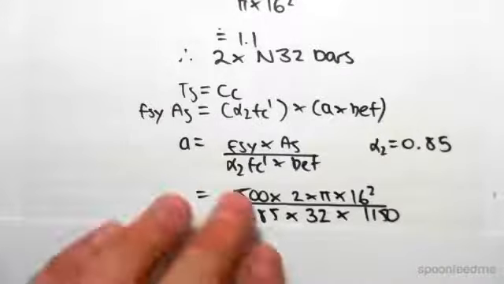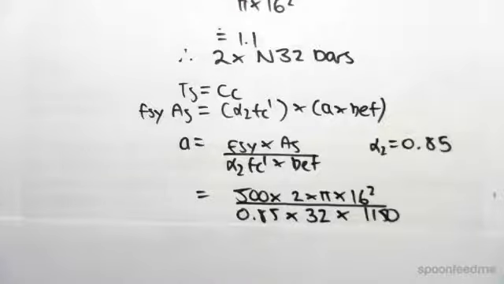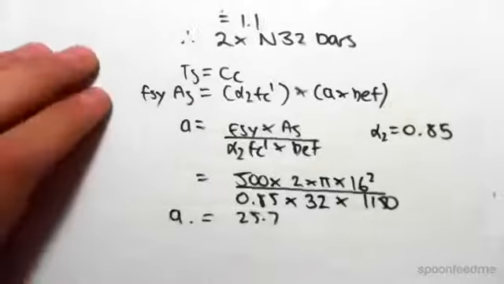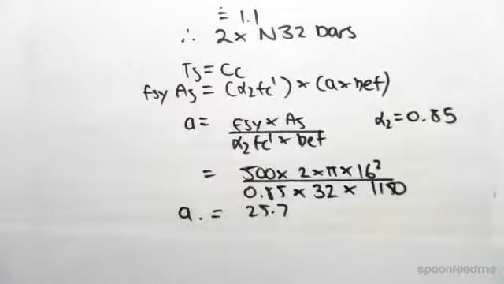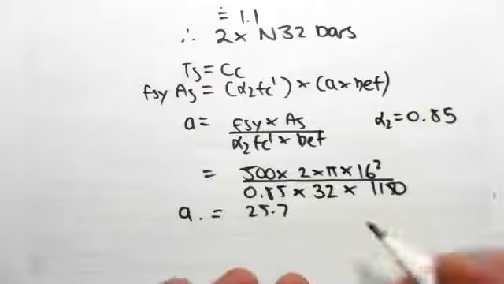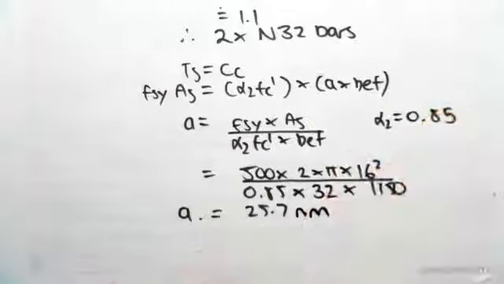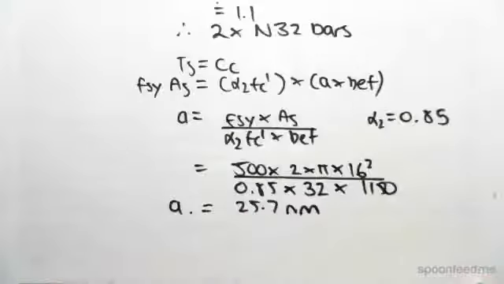So continuing on, we can solve for a, and if we do that, we can find that a is 25.7 millimeters. Alright, so we're going to be using this value now. That is the depth of the rectangular stress block, 25.7 millimeters.